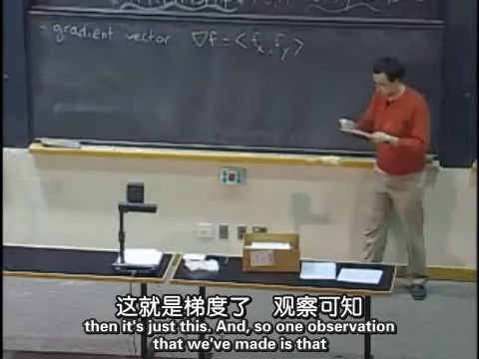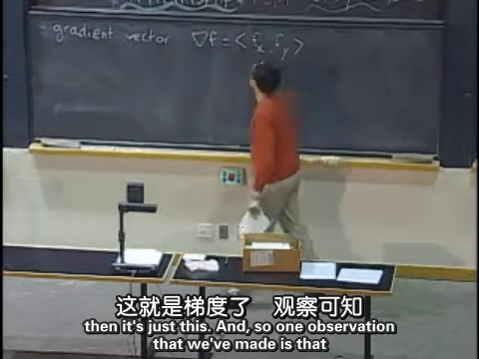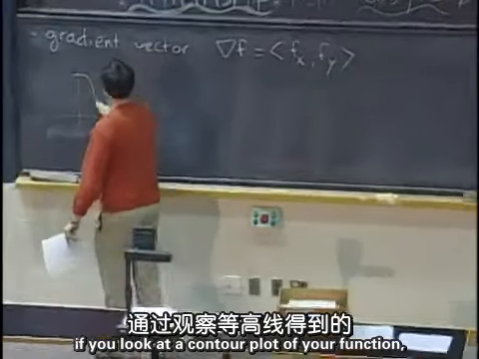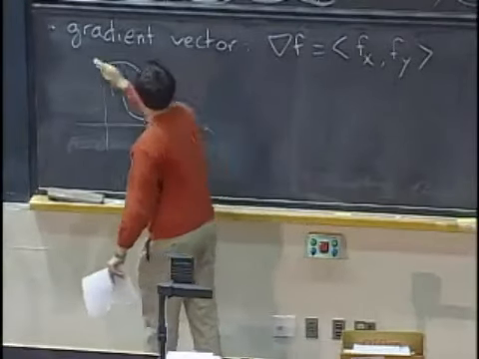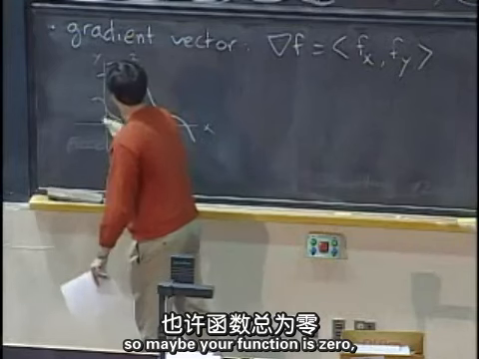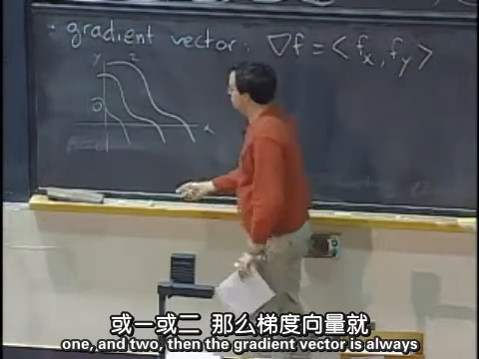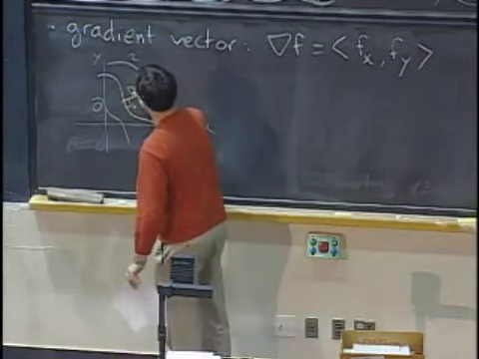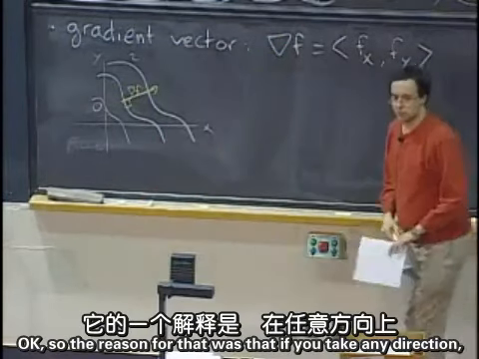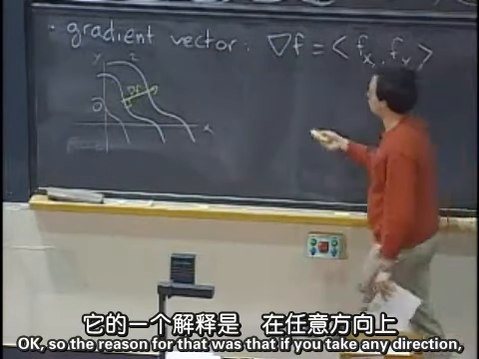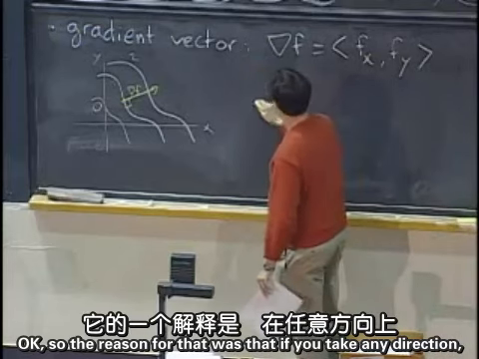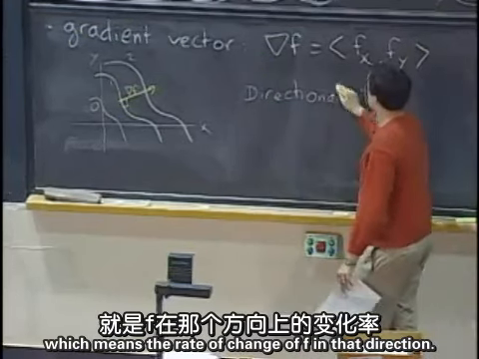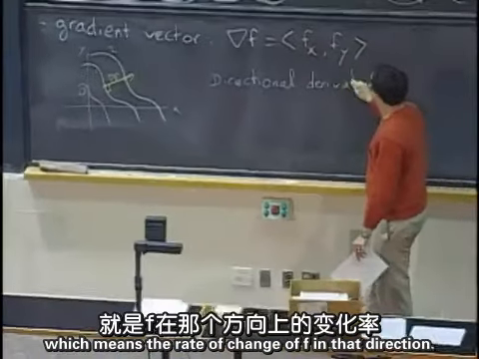Okay. And so one observation that we've made is that if you look at a contour plot of your function, so maybe your function takes values 0, 1, and 2, then the gradient vector is always perpendicular to the contour plot and always points towards higher ground. Okay, so the reason for that was that if you take any direction, you can measure the directional derivative, which means the rate of change of f in that direction.